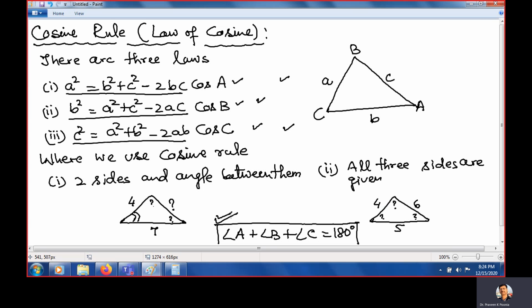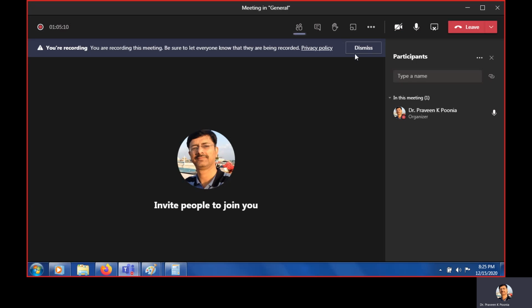Clear? So we have solved 4 questions: 2 questions for cosine rule, 2 questions for sine rule. And these are the prime questions. Means in cosine rule only two possibilities are there. Two sides and the angle between them is given, then we use cosine rule. If three sides are given, then we use cosine rule. So under these conditions, I have tried to solve both these questions.